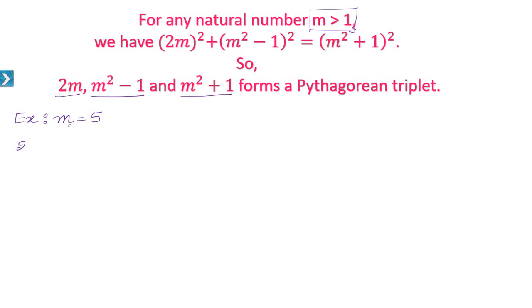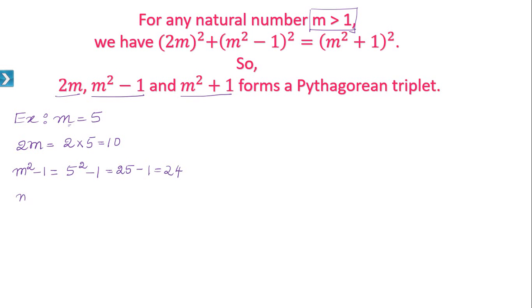Now, find 2m. 2m is 2 into the value of m, which is 5. We have taken 5, so 2 fives are 10. Now, m square minus 1. m square minus 1, where m is 5, is 5 square minus 1, that is 25 minus 1, which is equal to 24.